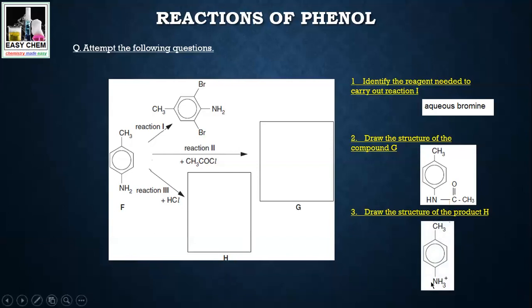You can see NH2 going to NH3. NH2 has no charge, but NH3 has a charge because this nitrogen in the product contains 4 bonds. 1 bond with the aryl ring, 3 bonds with 3 hydrogens. When nitrogen makes 4 bonds, it gets a positive charge also.